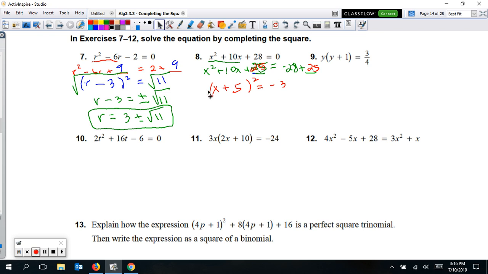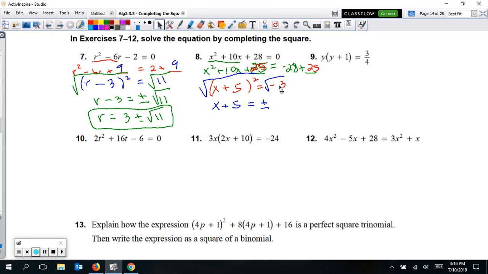So now when we take the square root of both sides, we know we're going to get an imaginary answer here because we're taking the square root of a negative number. And so when we do that, it releases the x plus 5 because it undoes this square. So it cancels it out. The square root cancels the square, and now leaves us with x plus 5. And then we got to make sure we include the plus or minus.